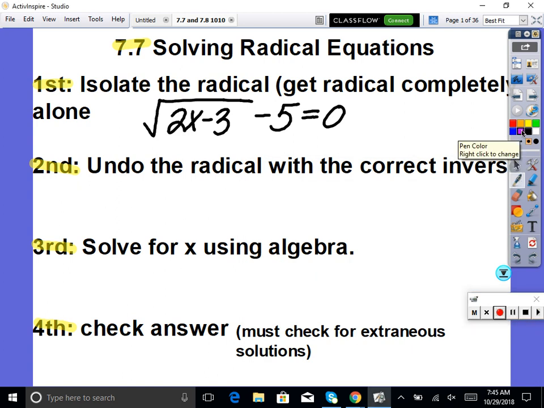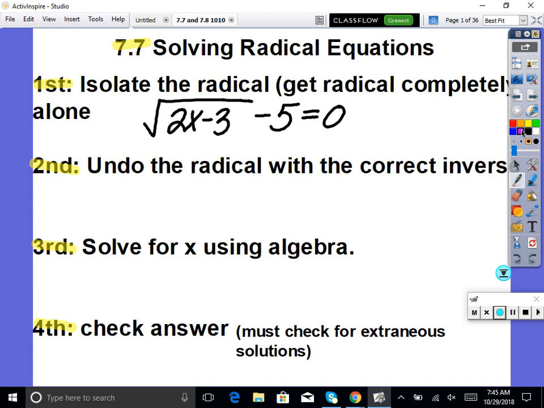Okay, so in solving a radical equation, this isn't simplifying anymore. Now we have an equal sign. We're solving for x that will make this a true statement if we plug it in. So these are the steps we take. First, we isolate the radical, meaning get the radical completely by itself, piece by piece.